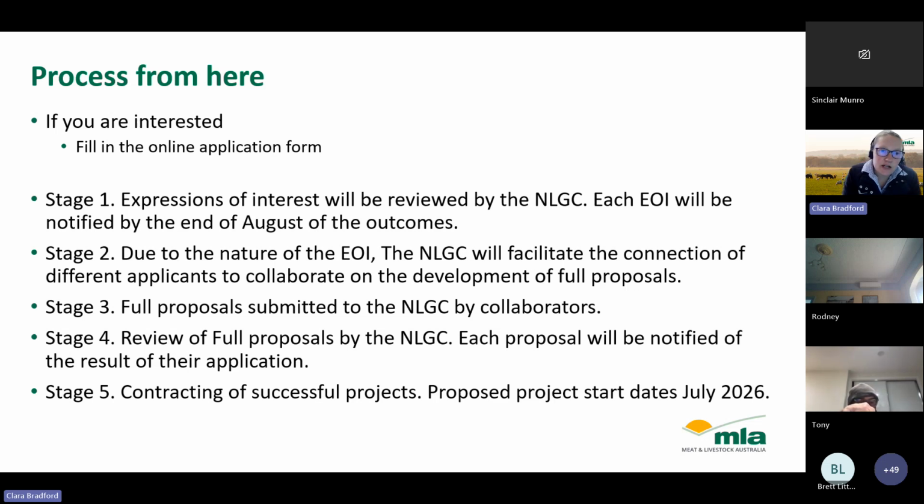And then due to the nature of the expressions of interest, the NLGC will facilitate the connection of all of those different applicants to collaborate on the development of full proposals or projects moving forward. Once we get to that process, the full proposals will be submitted to the NLGC, which they will then review and contract the successful projects, hoping to start some projects close to July 2026.